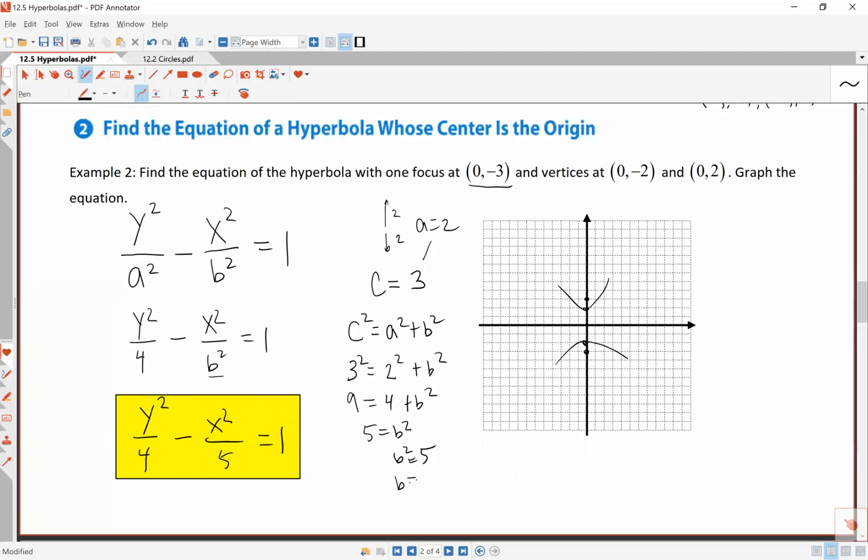Now to finish off the graph, we just need the proper opening. To put the corners on our box, the square root of 5 is a little bit bigger than the square root of 4, so let's say 2.2. So we went up and down 2 and right 2.2, to put the corners on the box. Now again, we know the graph is opening this way.